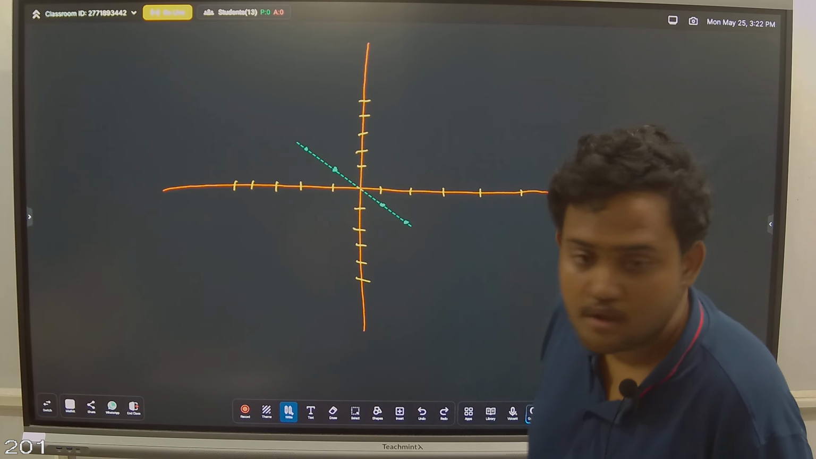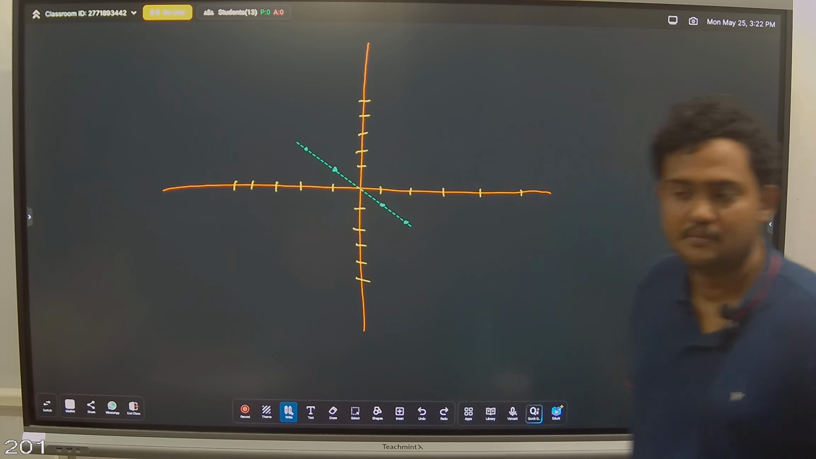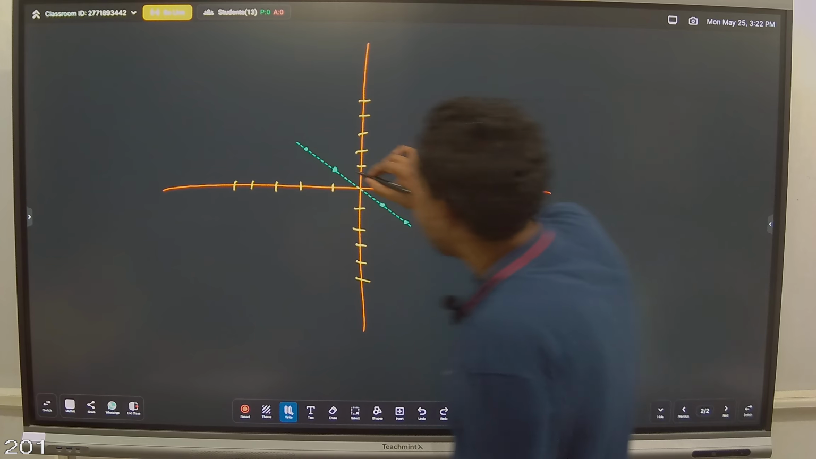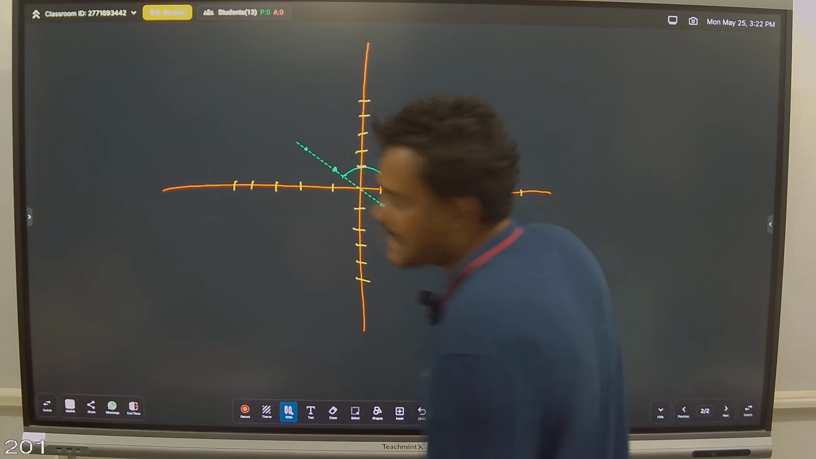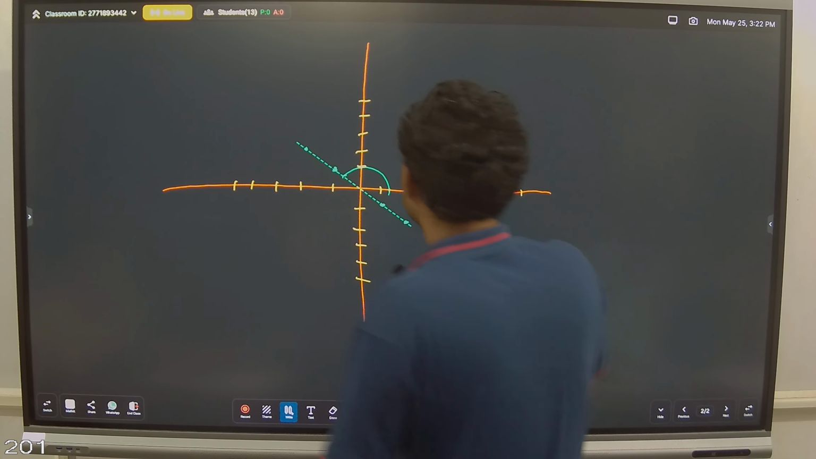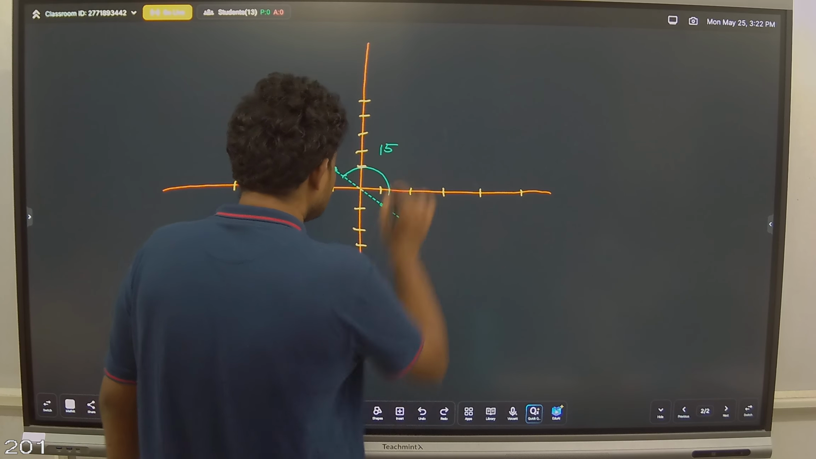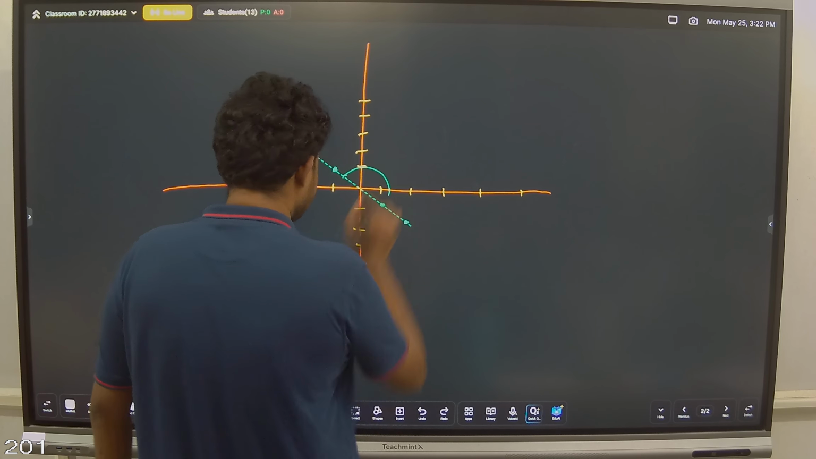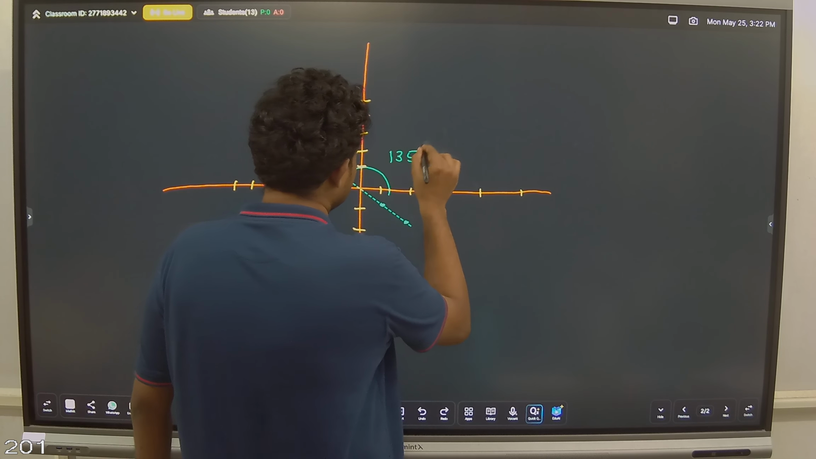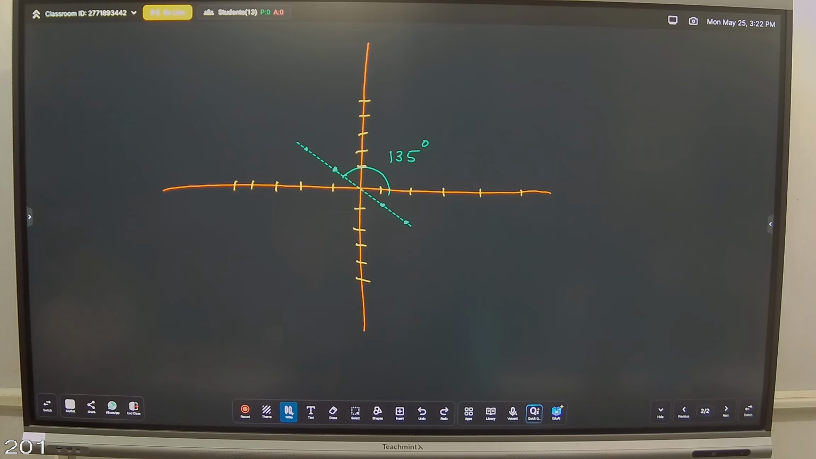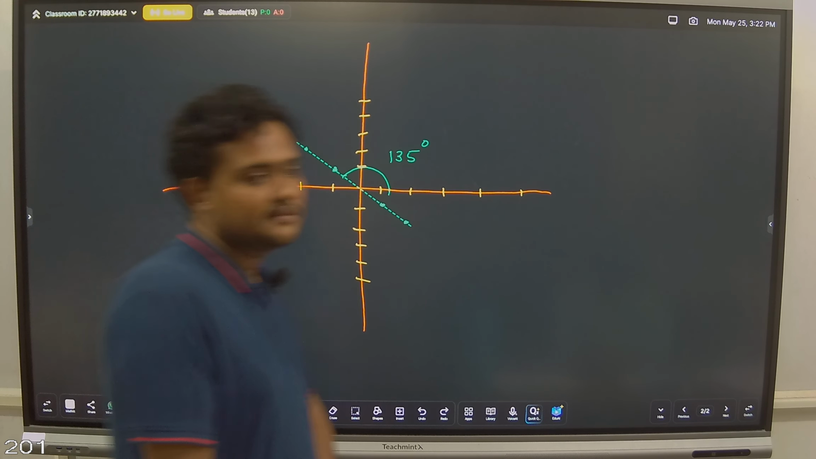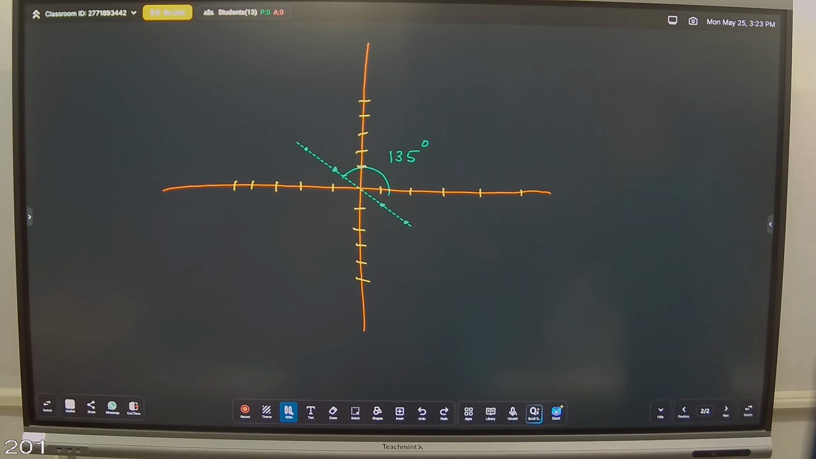No, not negative 45. 135. The angle made with the positive direction of the x-axis can also be taken as negative 45, it's fine. But we generally say that the angle made with the positive direction of the x-axis is 135 degrees, right? And tan 135 is how much? What is tan 135? Negative 1, right?